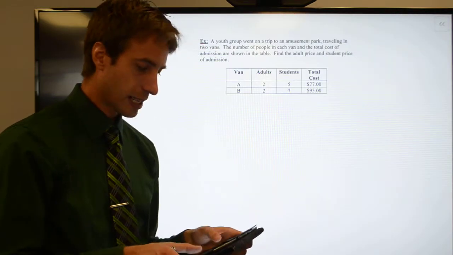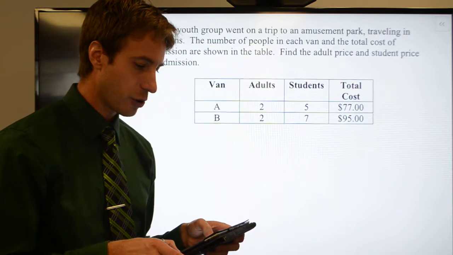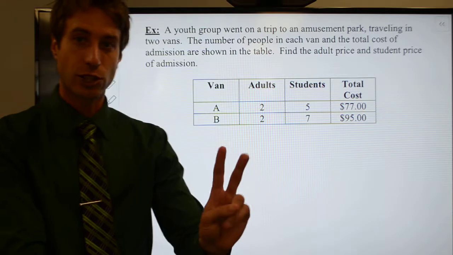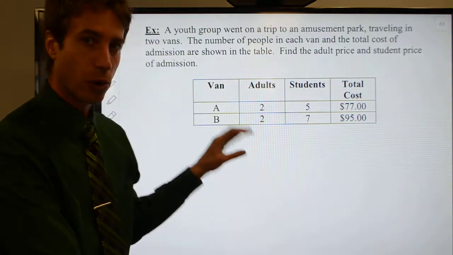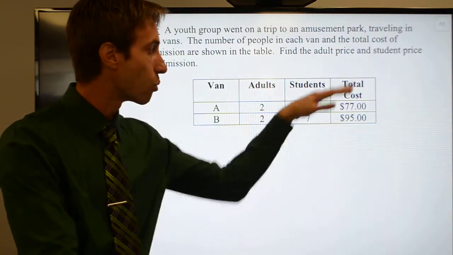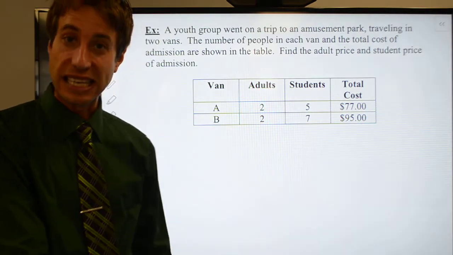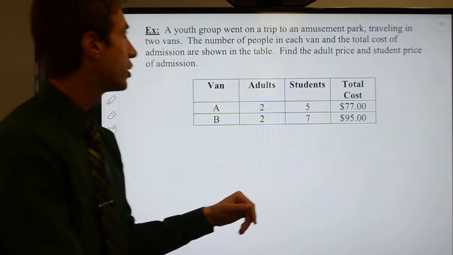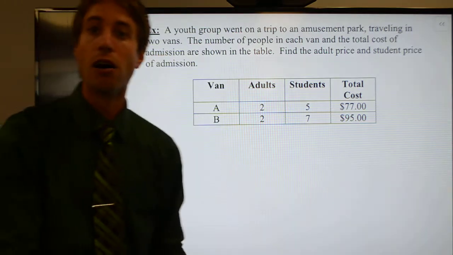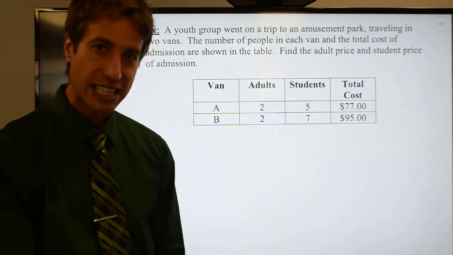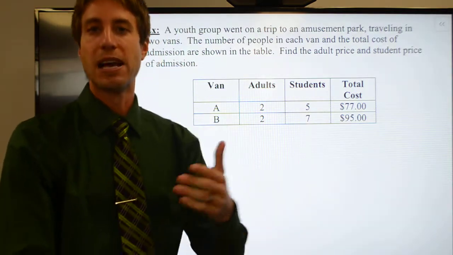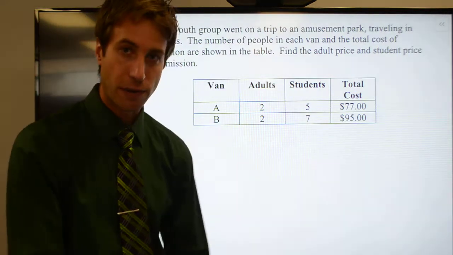On the next page of the notes, I got this problem here. What we've got is a youth group, and they are headed to an amusement park. They are traveling in 2 vans, and the table shows you the number of people, adults and students, in the van, and then what it cost them to get into the park. What I want you to do is find the adult price and the student price of admission. Now, this is slightly easier. Again, technically, I have not given you equations, but the equations come straight from the table.